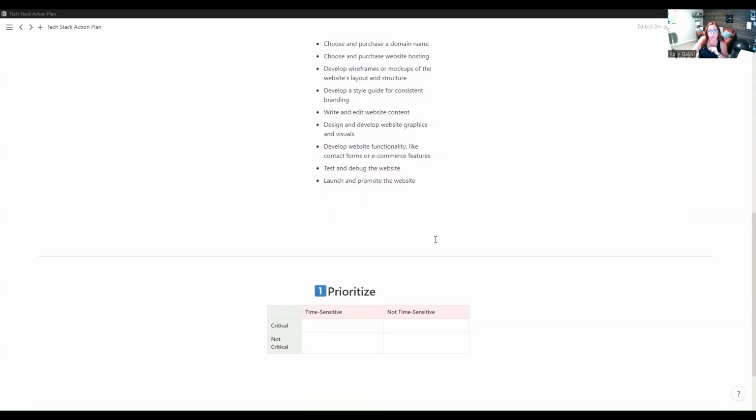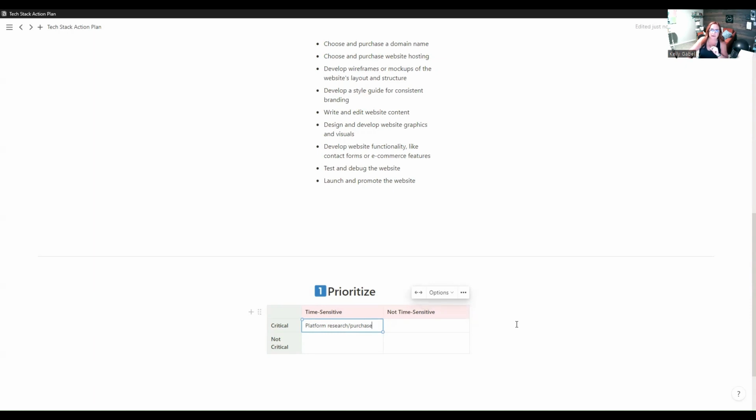Also, are they critical or not critical? Doing your platform research and purchasing your domain and website platform are absolutely critical because if you don't do them, you can't do any of the rest of it, right? You don't have a website. So I'm going to go ahead and put into time sensitive and critical: platform research and purchase.